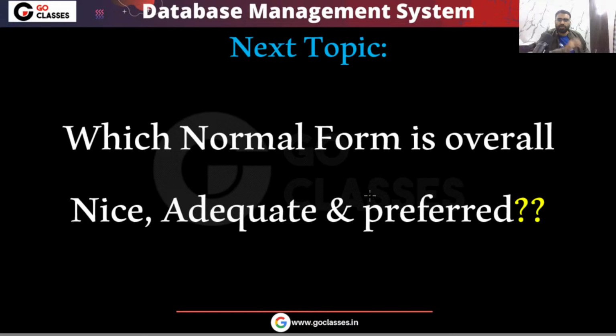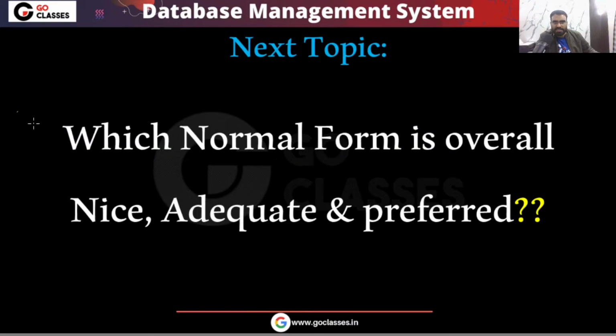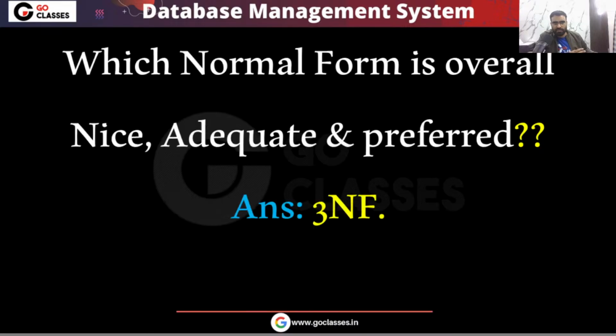Let's answer the last question. This is the last topic. Which normal form is adequate and nice and preferred? We have seen 1NF, 2NF, 3NF, BCNF. Now among these normal forms, which normal form is most preferred? Or I can say which normal form is overall nice, adequate and preferred? So the answer is 3NF. Okay, let me tell you, the answer is 3NF. What is the reason? The reason is very simple.